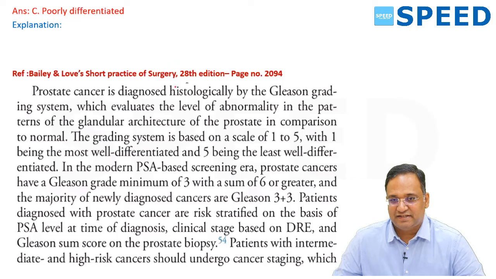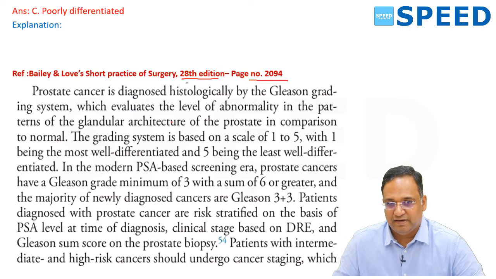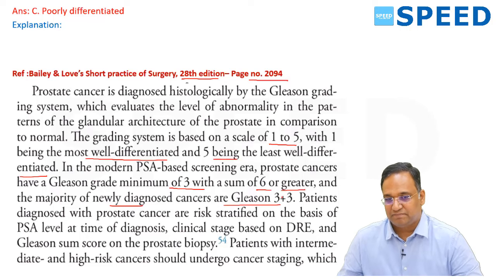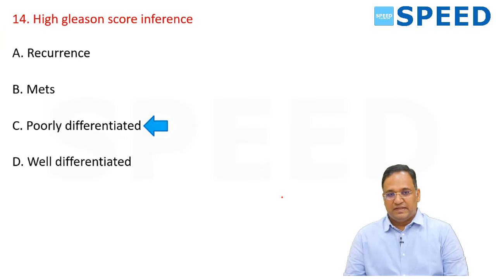Prostate cancer is diagnosed histologically, and it is given on page number 2094 in the 20th edition of Bailey. Prostate cancer is diagnosed histologically by the Gleason grading system, which evaluates the level of abnormality of the pattern of glandular architecture of the prostate in comparison to normal. The grading system is based on a scale of 1 to 5, with 1 being most well differentiated and 5 being least well differentiated. In the modern PSA based screening era, prostate cancers have a Gleason of minimum 3 with a sum of 6 or greater, and the majority of newly diagnosed cancers have Gleason 3 plus 3. Anyway, higher score is poorly differentiated.